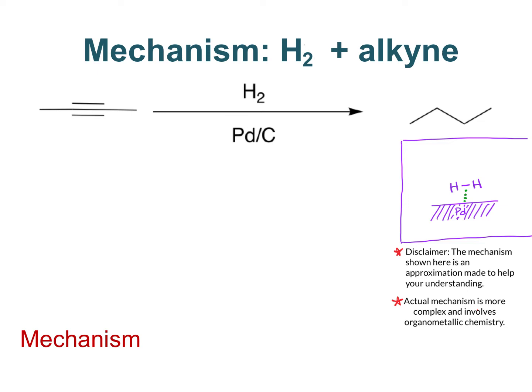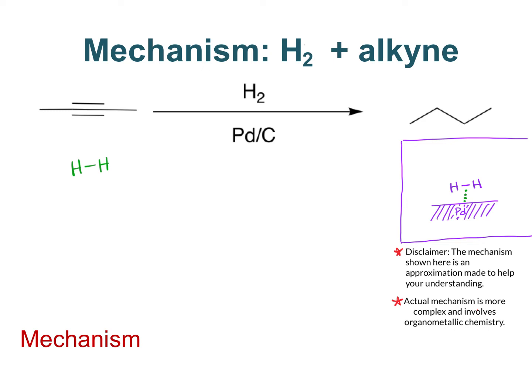So for most introductory organic courses, you would not need to draw the organometallic version. You would not need to draw this version on the right. You can draw the approximation on the left, but obviously check with your professor. In my case, this is what we're going to do on the left. So the first thing that's going to happen is we're going to draw hydrogen. So that's just hydrogen, single bond hydrogen.